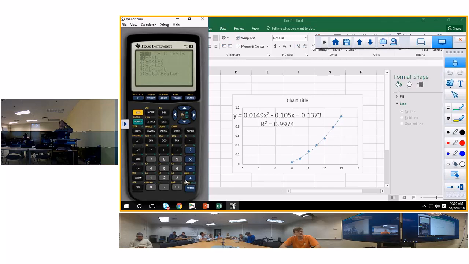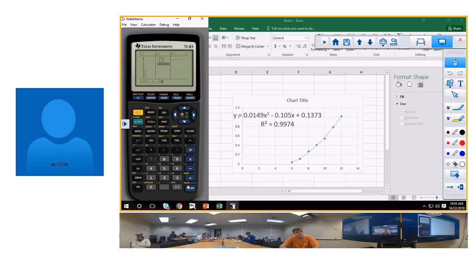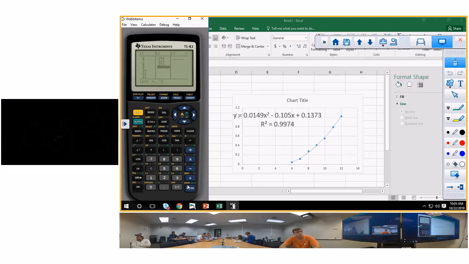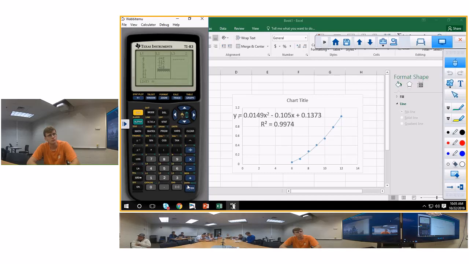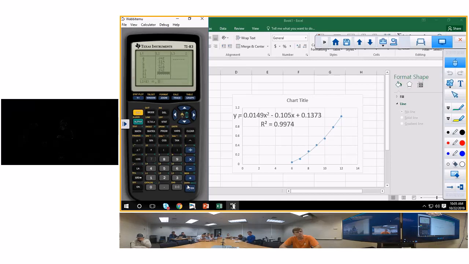and go to Edit and type in 6, 7, 8, 9, 10, 11, 12, and then go over to the next column and type in 0.045, 0.114, 0.273, 0.409, 0.545, 0.791, and 1.023. Everybody with me? Yes, sir.